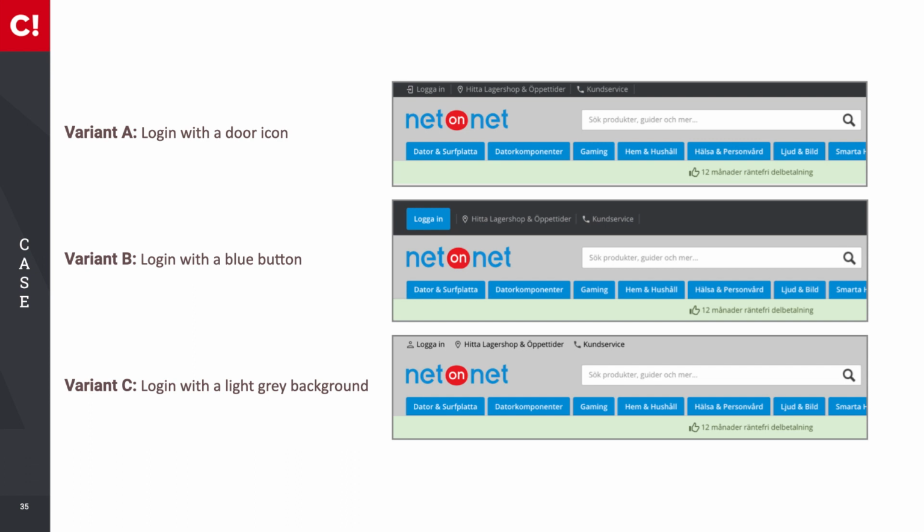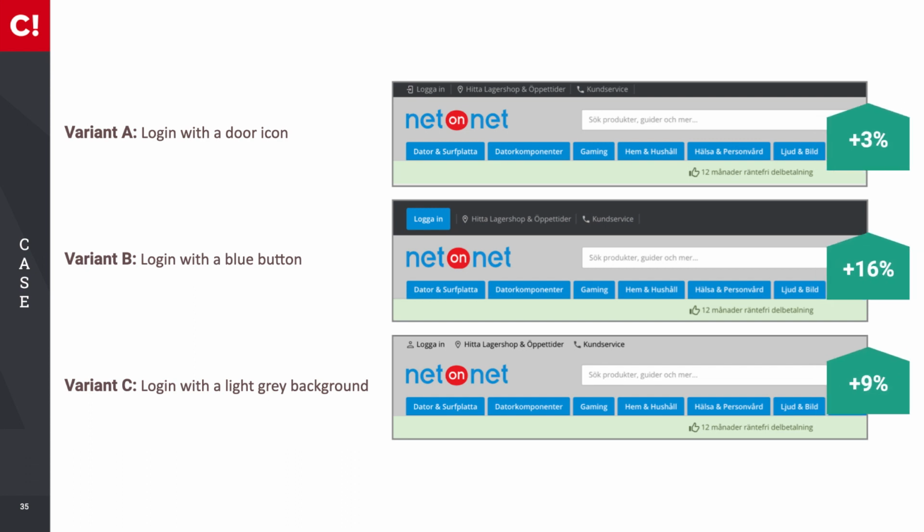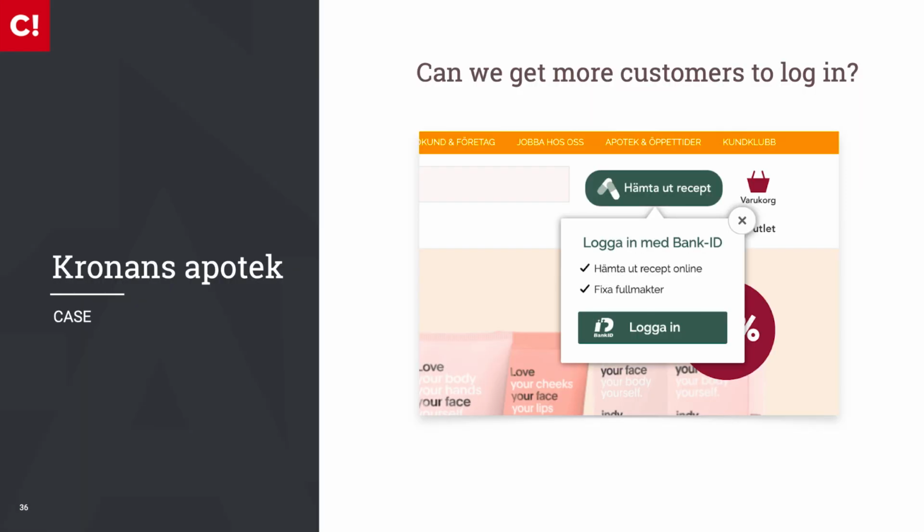Okay, which one won here? Well, all three of them won, but the one that won the most was the one in the middle with the button. I think that makes sense. It's just much more obvious that you can see the button, you see that you can log in, and therefore you want to log in, right? That's how it works. Kronans Apotek, we did the same thing.